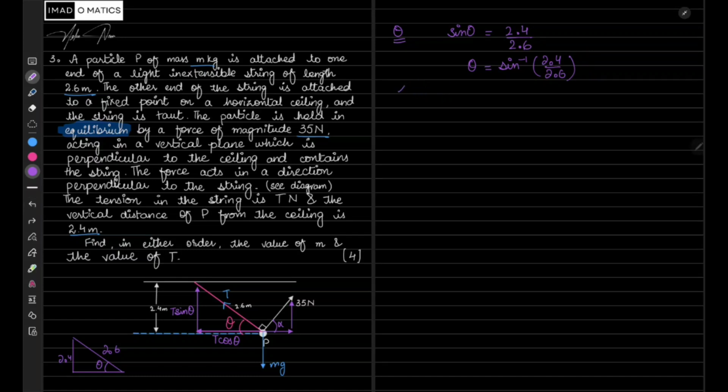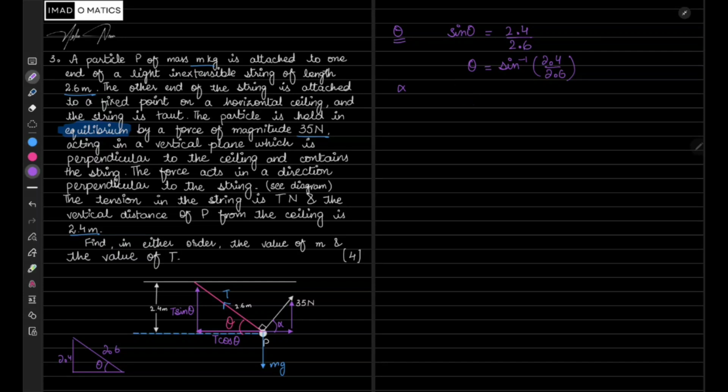Now we need to find the alpha. If you look at the alpha, you can see that this is a straight line and this whole will become 180 degree, out of which this much is 90. So can we say that alpha will be equals to 180 minus 90 minus theta? Okay, so I'm using the same way.